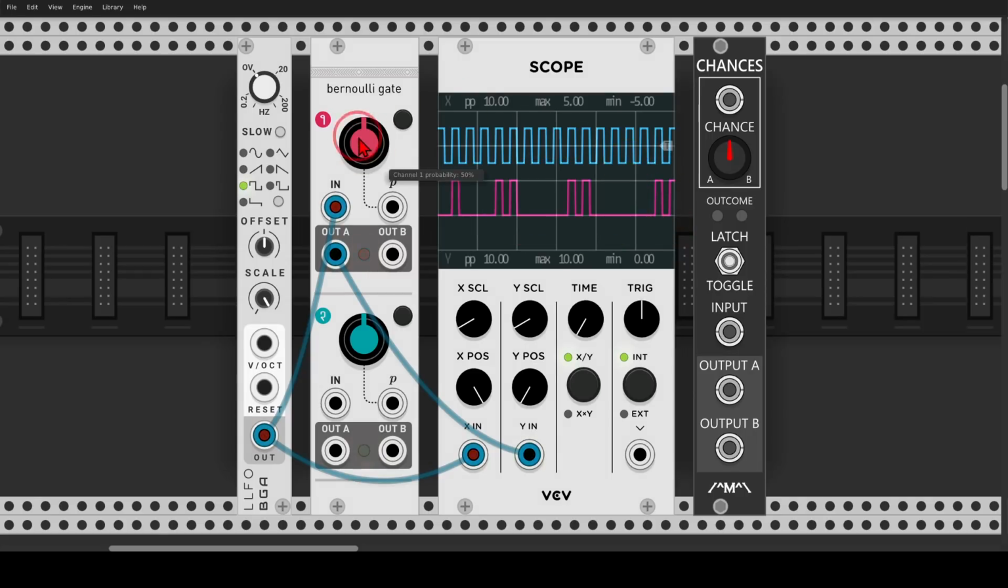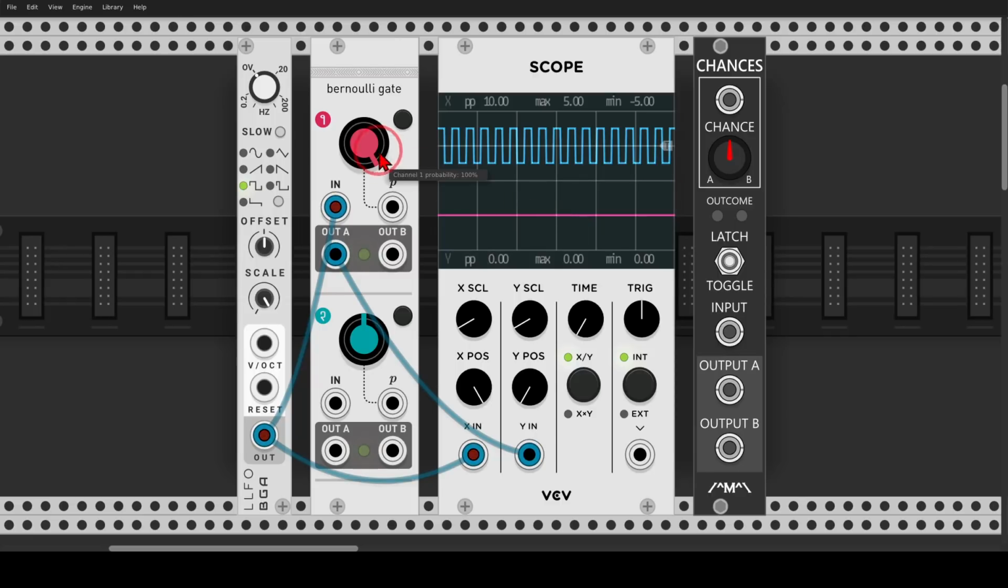So if I take the probability control all the way to the left, it means that in this case there's a 100% chance that the clock will come out of output A, and you can see this again on the scope. If I take the probability control all the way to the right, there's a 100% chance that it will come out of output B. In this case, it's not connected to the scope, so we basically get nothing.